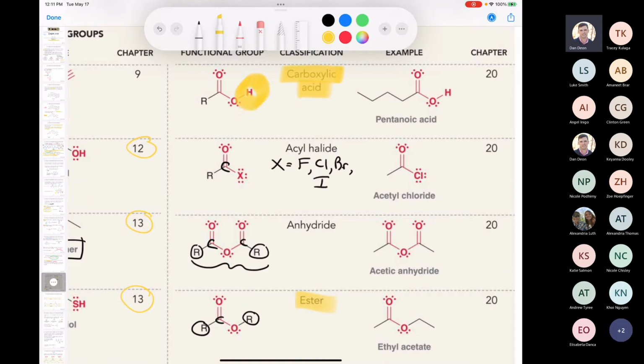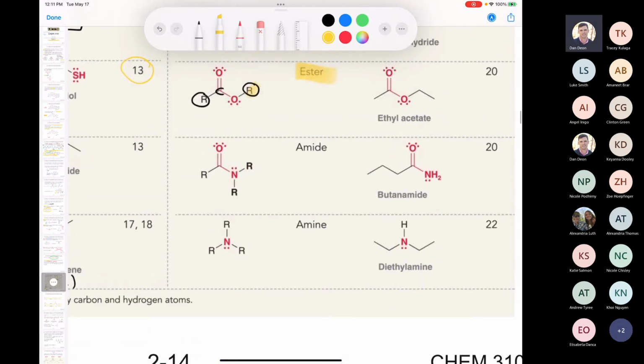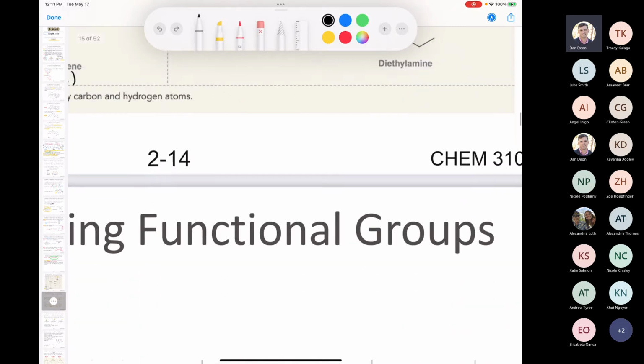In a carboxylic acid, you have a hydrogen attached to the oxygen here, but in an ester, you have an R group attached to the oxygen. Next, we have an amide and an amine. An amide is when we have a carbon with a double bond to an oxygen, and then it's got a nitrogen attached directly to that. The nitrogen can have R groups attached to it. And if you have an amine, this is when you just have a nitrogen with R groups attached to it. So no carbon with a double bond to oxygen.